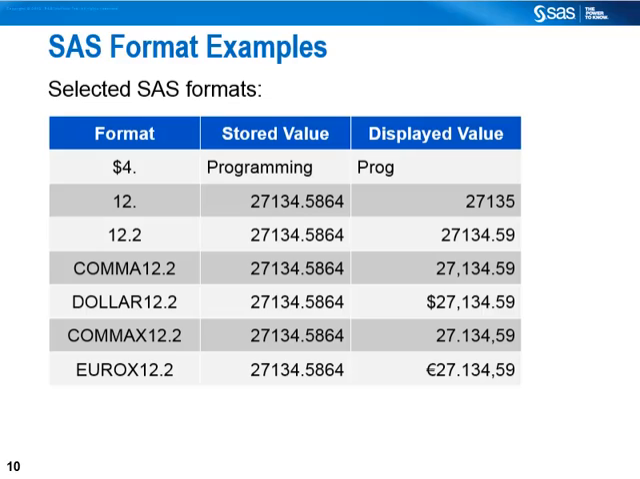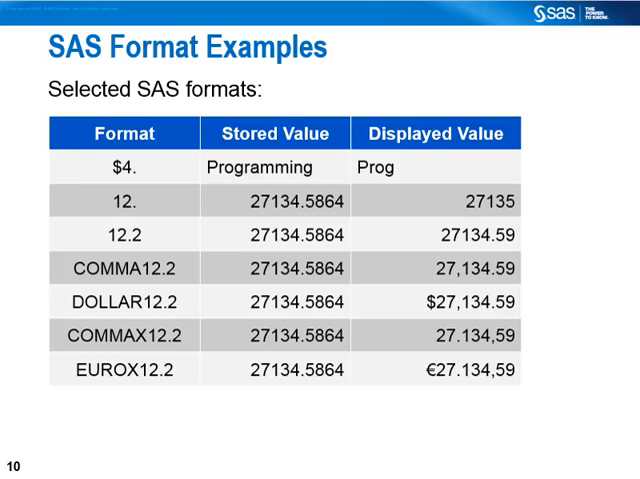Then comma 12 period 2 is the same, but it will include the symbol comma. $12.2 will include comma as well as a dollar sign. Comma x 12 period 2 will include a decimal point that would be separating the numeric digits after every 3 characters, after every 3 digits, and the decimal place would be separated with a comma.